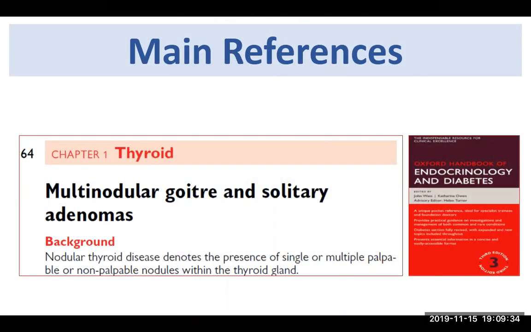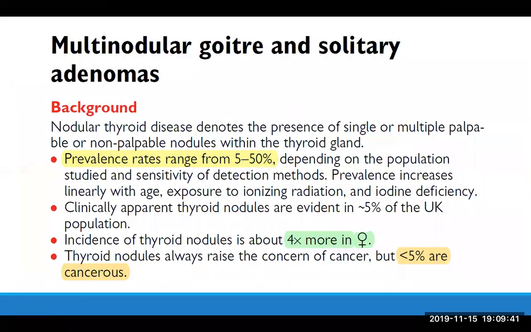We will start from page 64 of the Oxford Handbook of Endocrinology, third edition, with multinodular goiter and solitary adenoma. And of course the issue of thyroid cancer will be discussed in more detail, inshallah, in the last session, next Friday or after 2 weeks, with Dr. Ibrahim Al-Ali, when he will discuss differentiated and non-differentiated thyroid carcinoma.